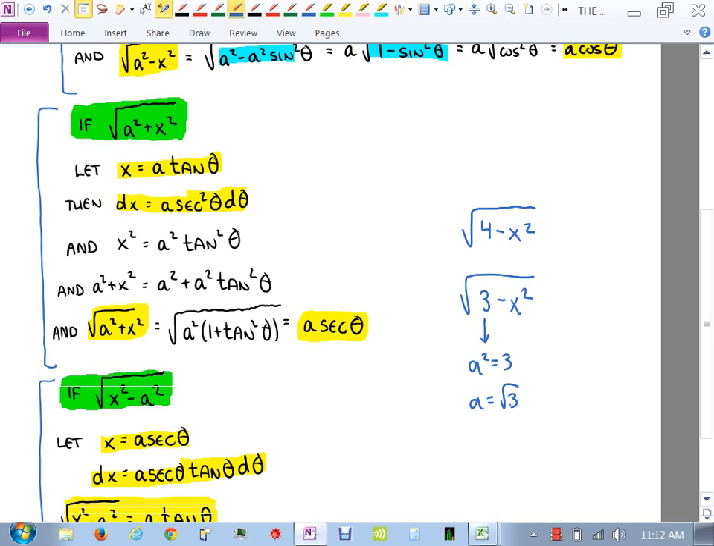So you look at it this way. If you have a number plus your variable squared or a number minus your variable squared, whatever that number is, the square root of it is a. So if it's 4, then obviously it'll become 2. But if it's 3, it's root 3 because it's not a perfect square. Is that okay? Any other questions on that?